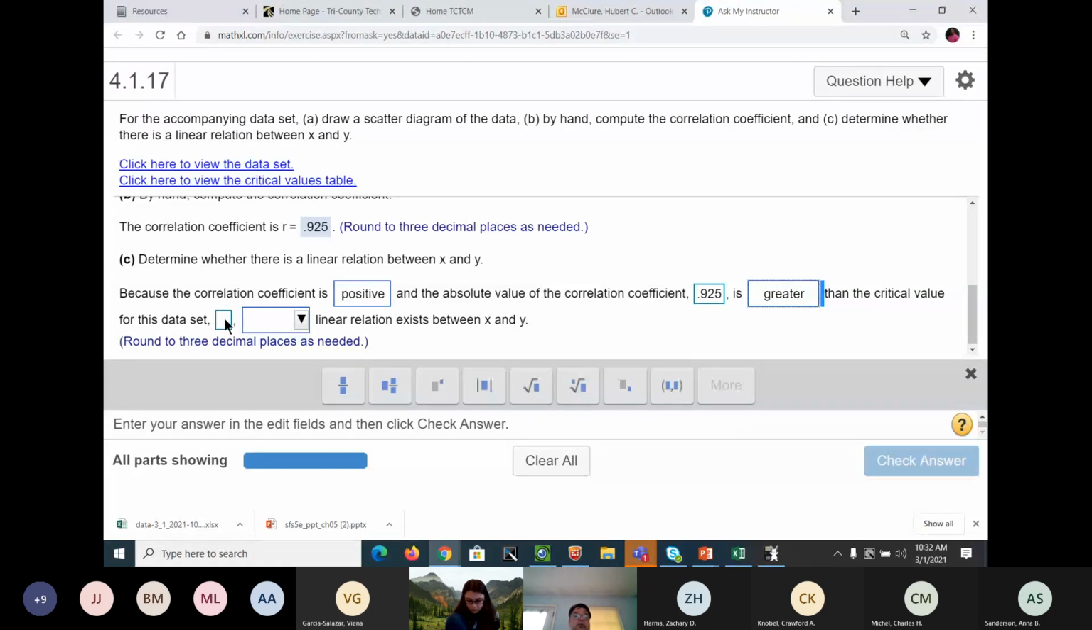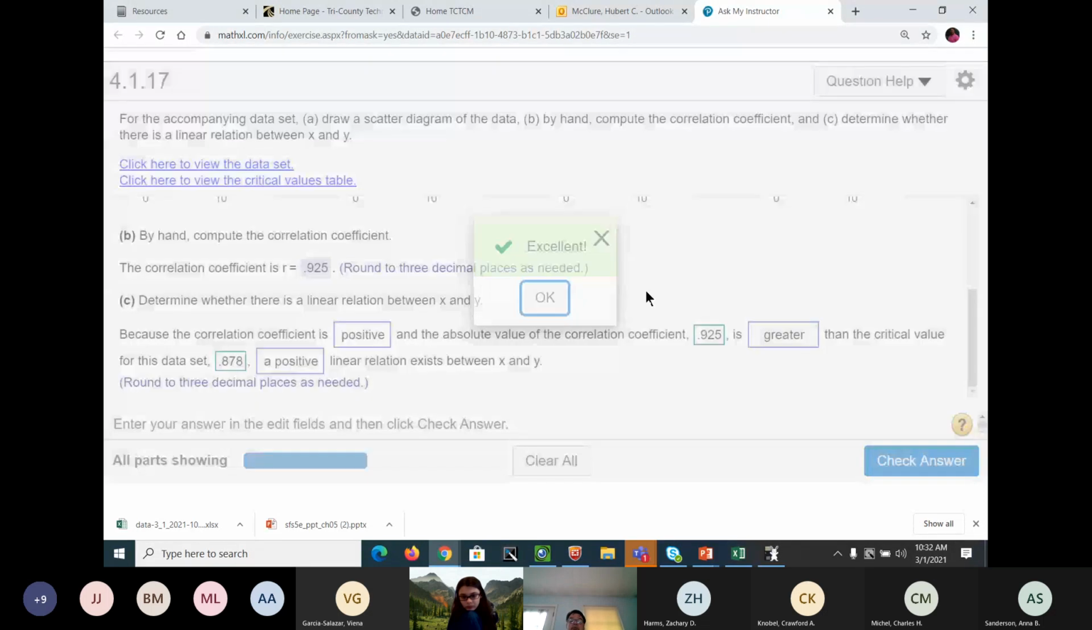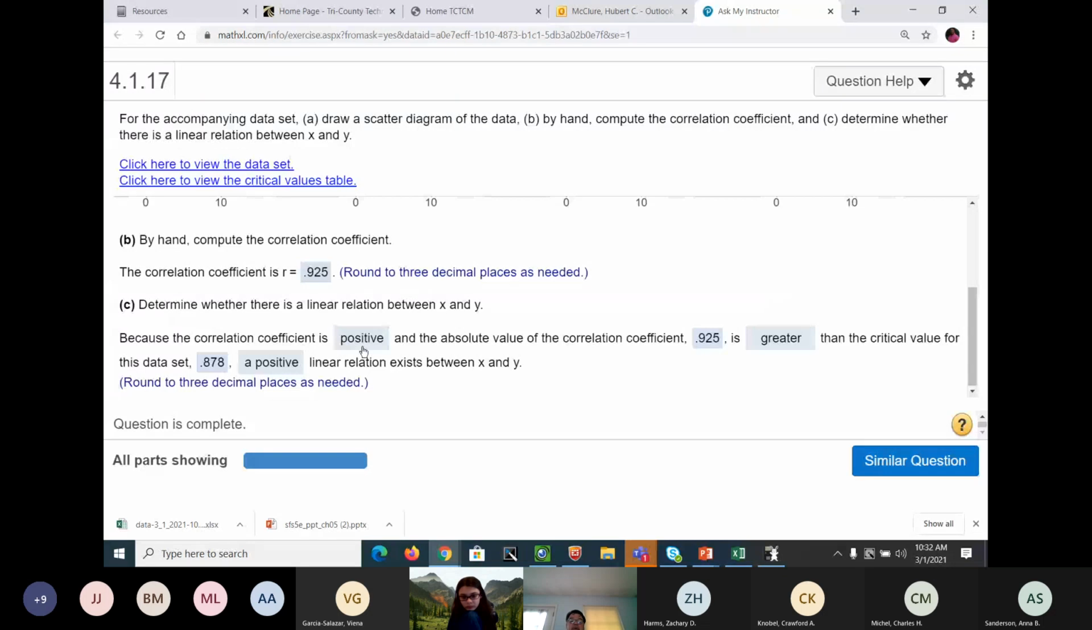Somebody remember that? 878. 878. A positive linear relation exists. So write that down. That's what you're going to put. Now, if the line's going negative, then you would say negative.